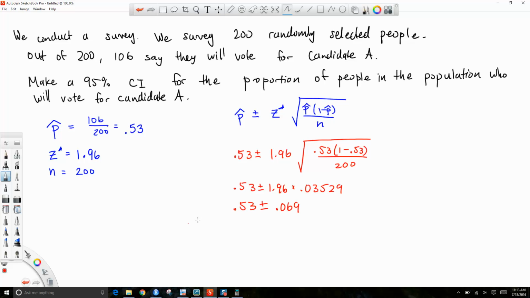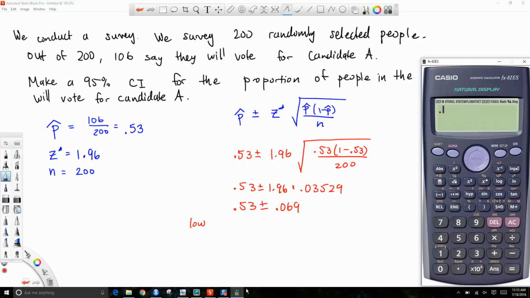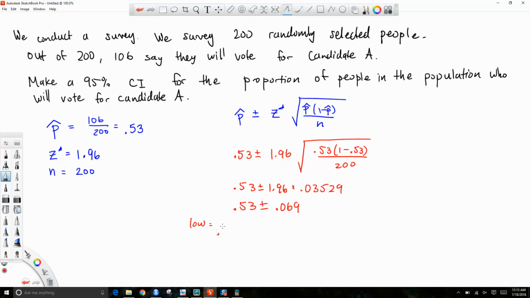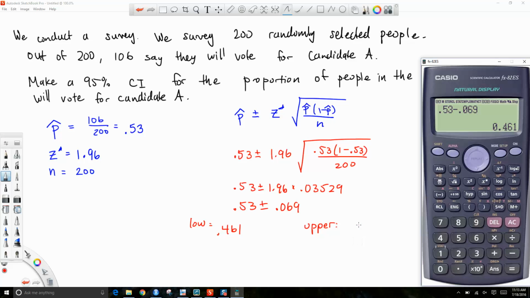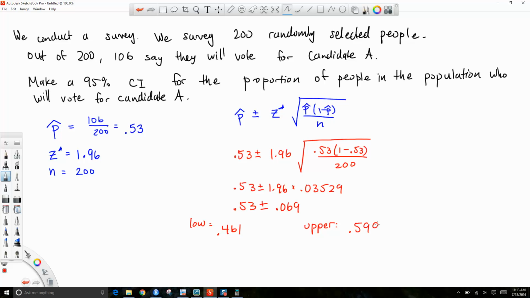Okay, so my lower bound will be 0.53 minus 0.069. I get 0.461. And then my upper bound will be 0.53 plus 0.069. 0.5999, or 0.599.